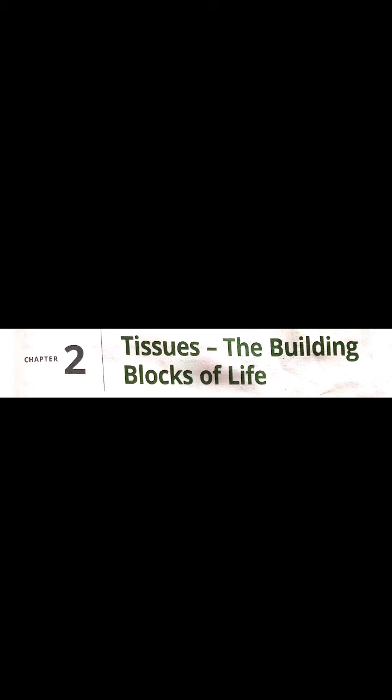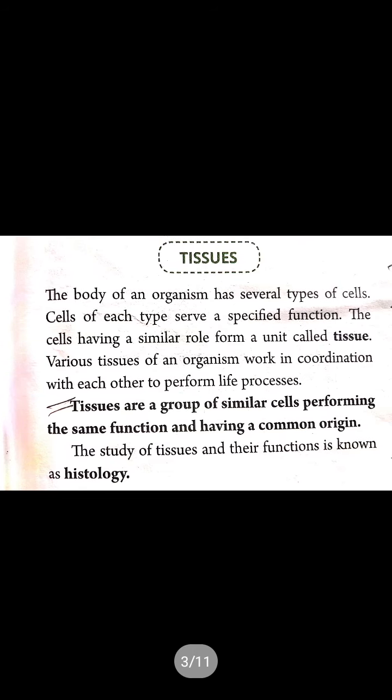Tissue is a group of cells which have the same origin, same structure and same functions. That is known as tissue. You can say simply, if someone asks you what tissue is, a group of cells which have the same functions, same structures and the same origin, that is called tissue. Or you can also say, tissues are a group of similar cells performing the same functions and having the same origin.